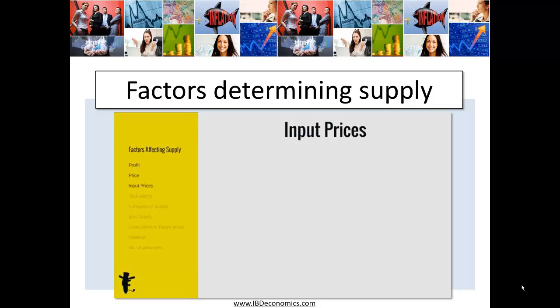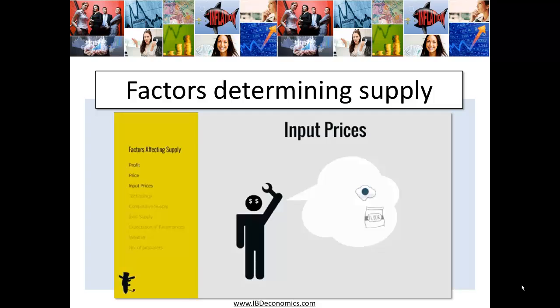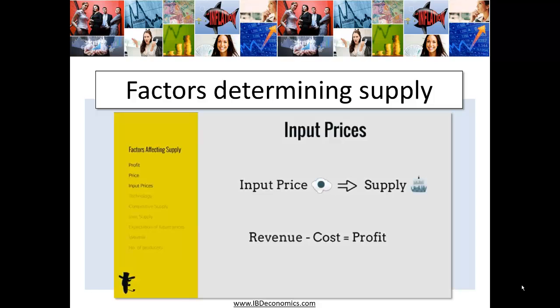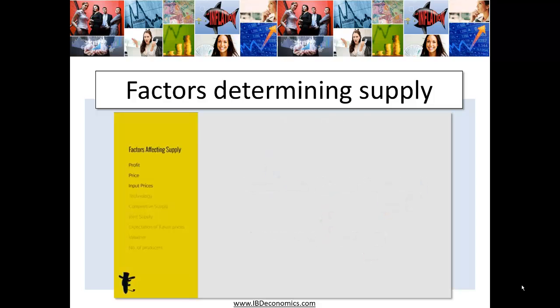Input prices. Suppose we bake and sell cakes. Eggs, flour, and labor all cost money. When price of inputs like eggs increases, baking cakes become less profitable, so we'll supply fewer cakes.